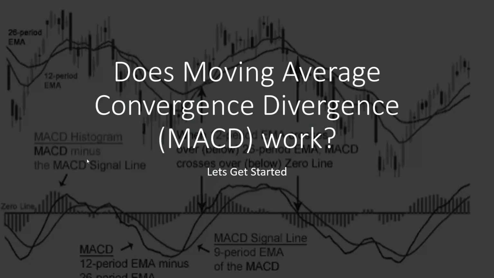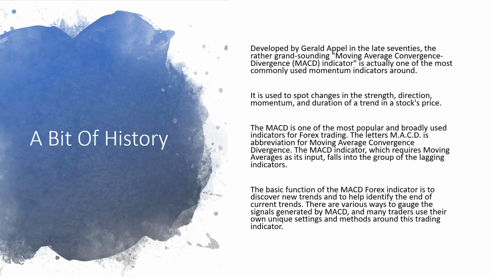Started talking about moving average convergence and divergence, or better known as MACD. Now, MACD is one of my favorite technical indicators. It's developed by Gerald Appel in the late 70s, and it works for forex, all types of CFD trading. It even works for cryptocurrency.